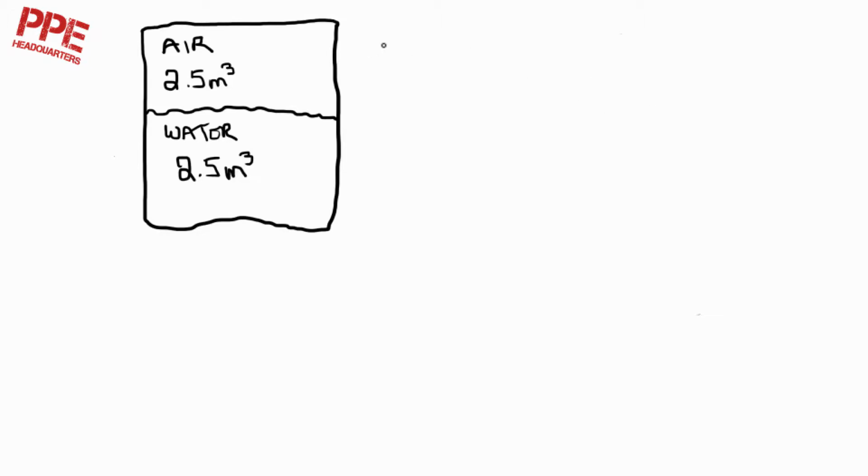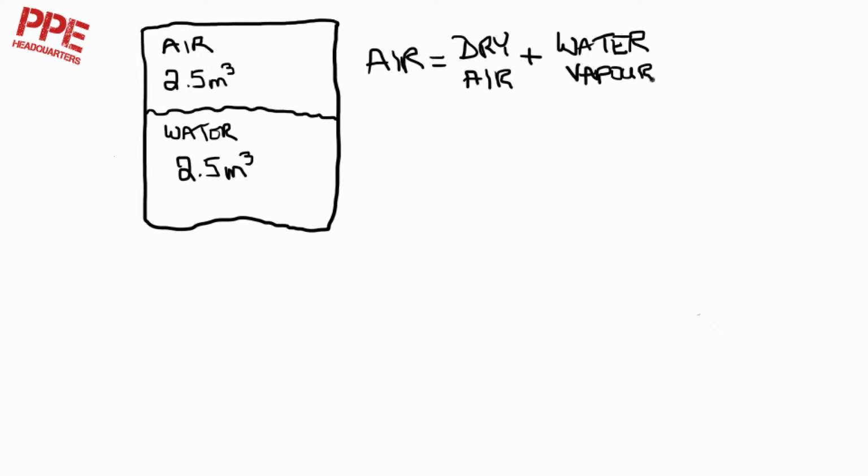First thing we need to understand is that it's a very misleading question. When they're talking about water, there's water, and there's air and water vapor. Air is made up of 2 components: dry air, plus water vapor. Both of these are gases. And that's why this question is so misleading.